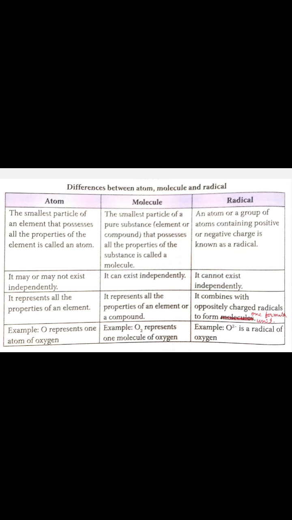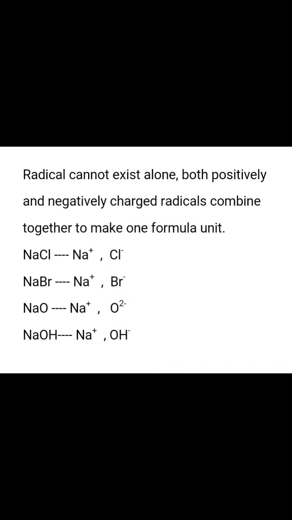O2, CO2, O3, P4. So many different examples are there for molecule. The next is radical. It cannot exist independently. Okay. Means Na positive will not exist alone. This Na positive radical cannot exist alone. Both positively and negatively charged radicals combine together to make one formula unit.